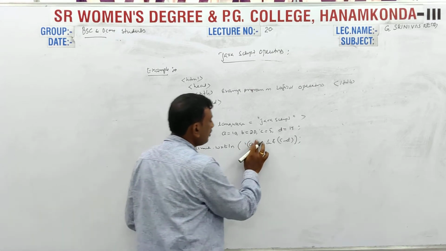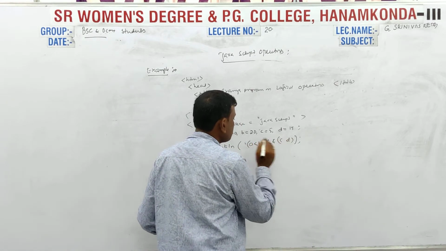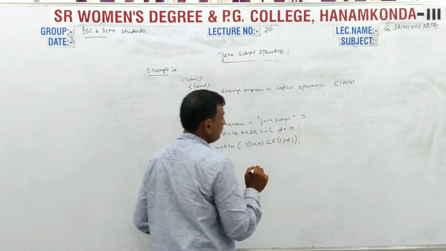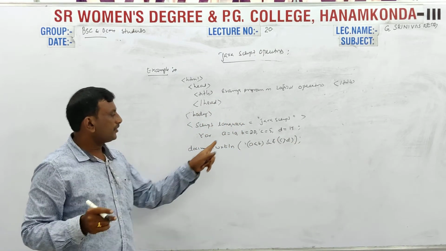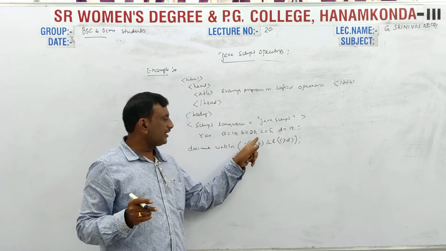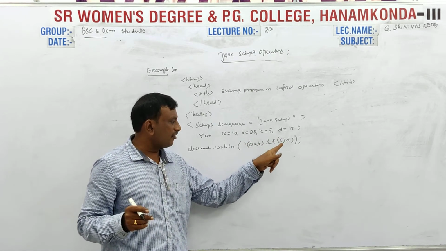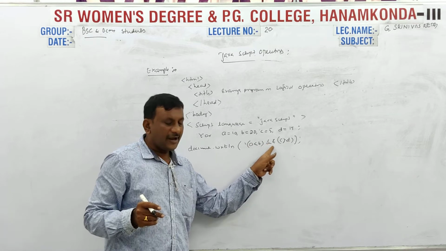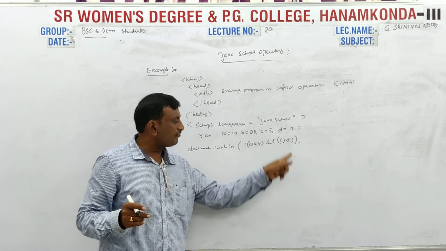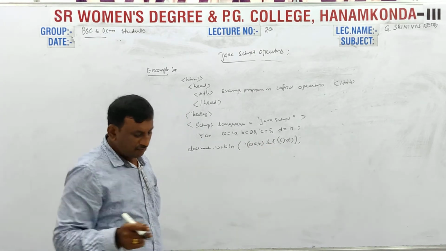Sorry, here you are using the comparison operators: a less than b, c greater than d. A less than b, 10 less than 20, the condition is true, and c greater than d, 5 greater than 15, is false. True and false is false. The result will be false.